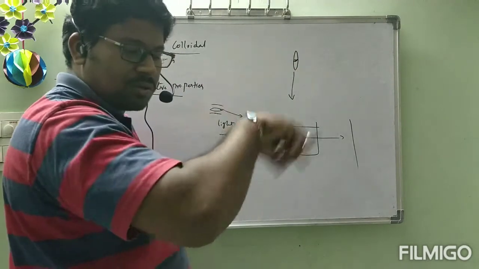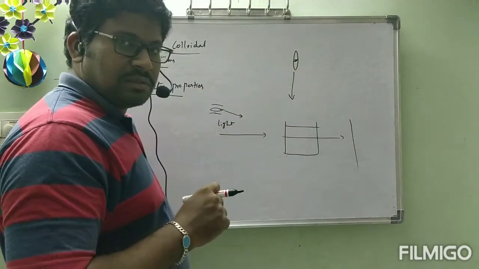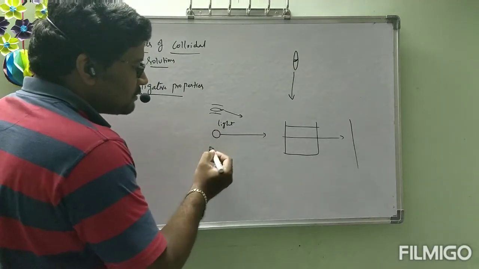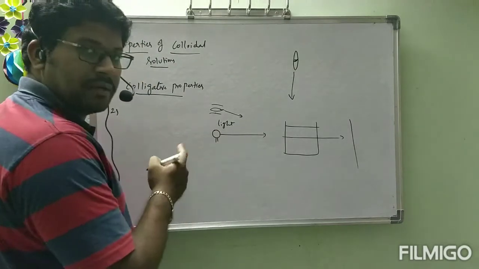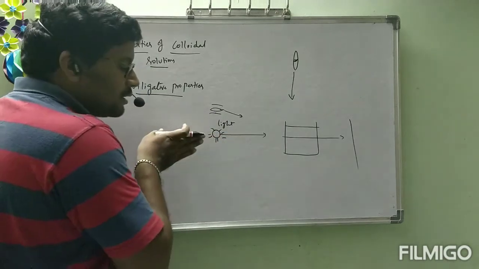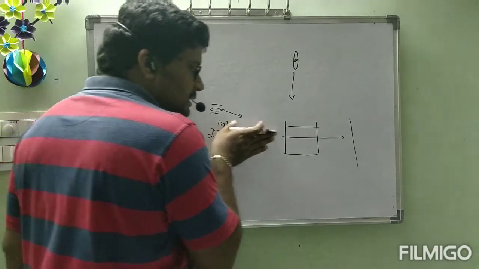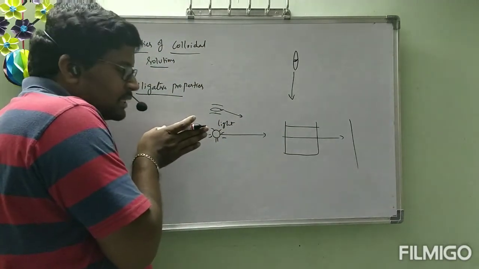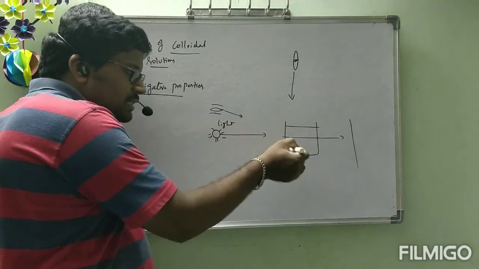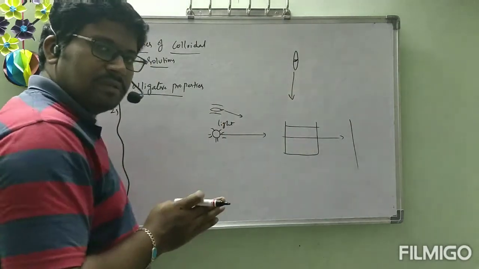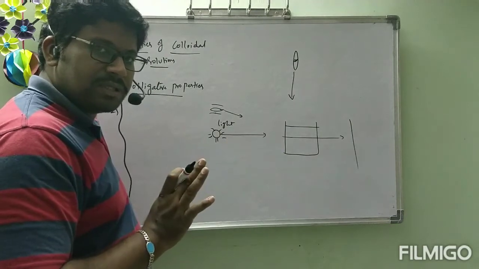The whole room is dark. Only one light source is present, one small bulb here. From that bulb we are getting light. In what direction is the light passing? Like this it is passing. If you observe in this direction, then I can see the solution clearly. Simply it will pass through the solution. Nothing will happen to the solution.